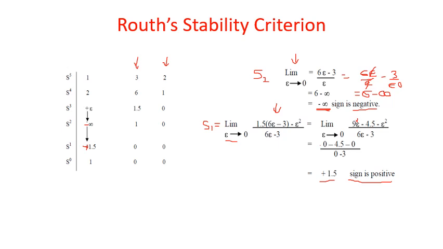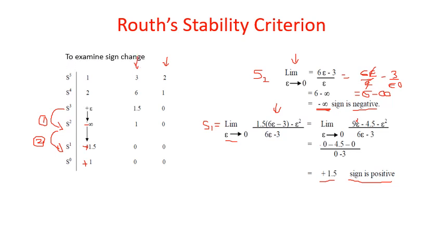So here we can see there are sign changes. Positive to negative, so one sign change. Then from negative to positive, there is another sign change, the second sign change. Then positive to positive, no sign change. We observe that in this column there are two sign changes: one from plus epsilon to minus infinity and one from minus infinity to plus 1.5.